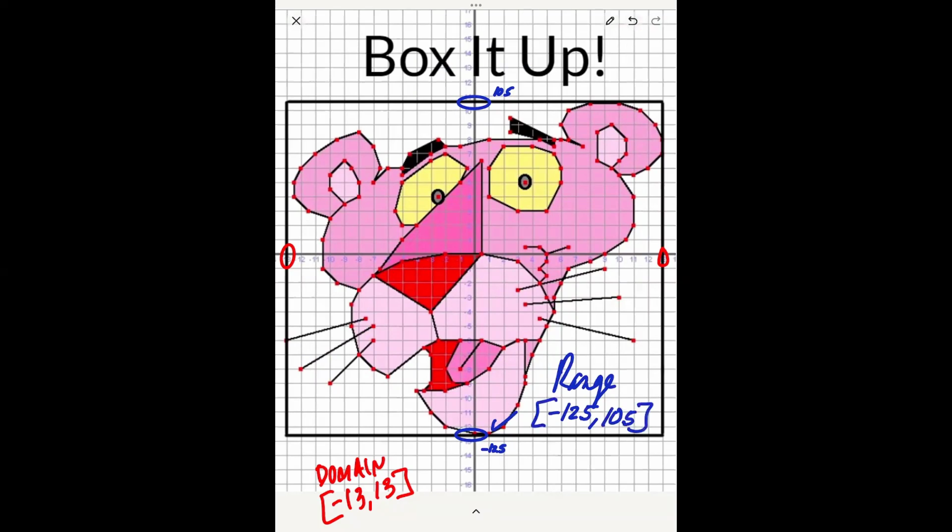So whenever you have a continuous function or a continuous relation, if you can box it up, you can come up with the domain and range by just reading the x values off the x-axis for the domain or the y values off the y-axis for the range.